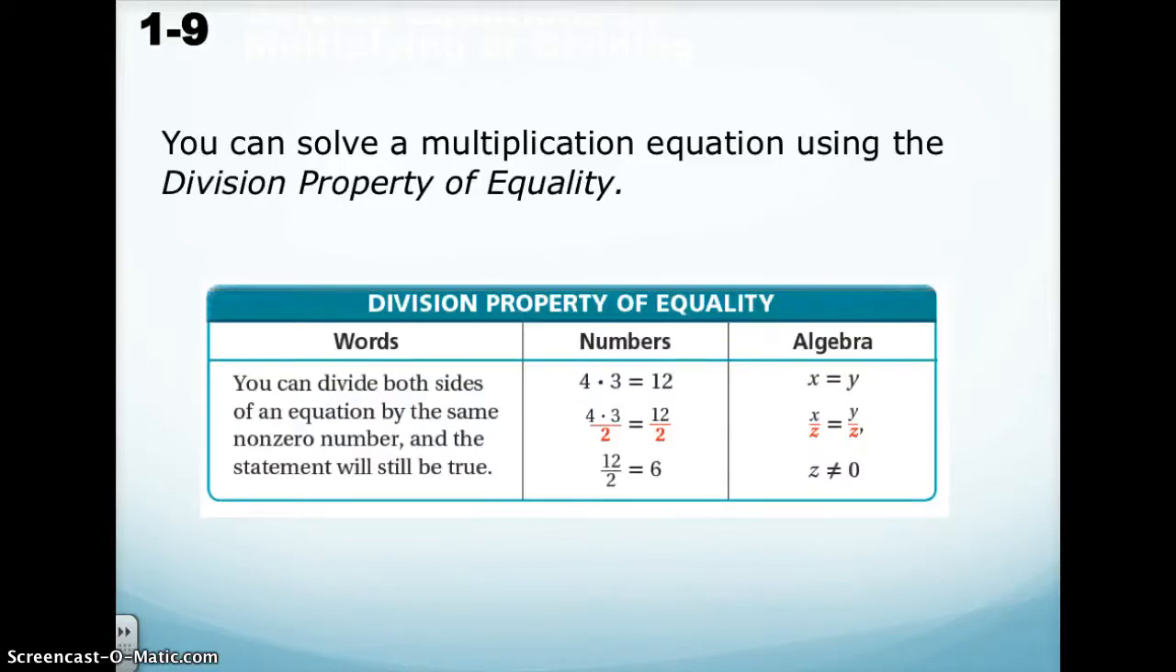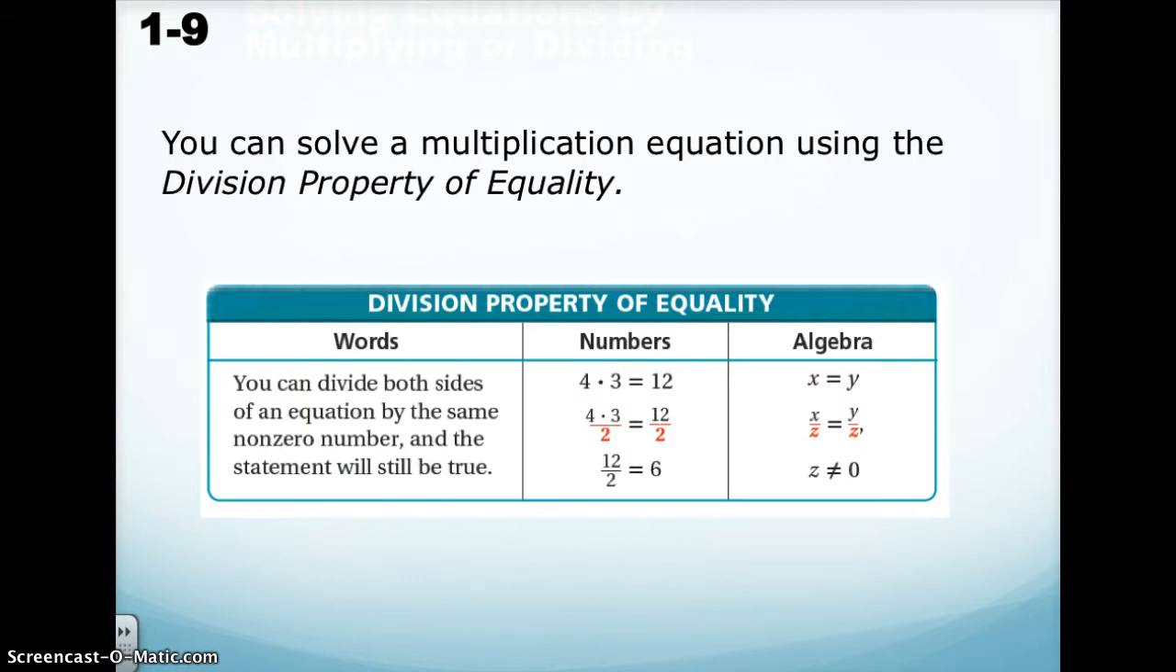Think about why we say non-zero. Remember, if you try to divide by 0, you're trying to figure out what number times 0 equals another value, and that's impossible because 0 times anything equals 0. So it's not possible to divide by 0. That's why we exclude it.